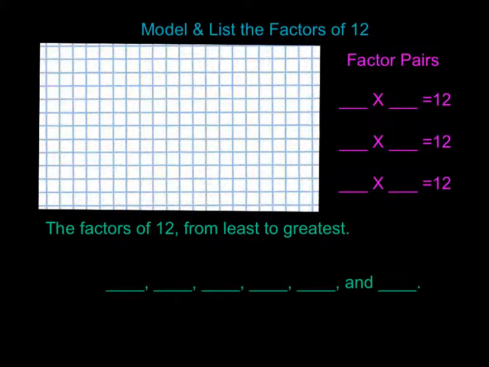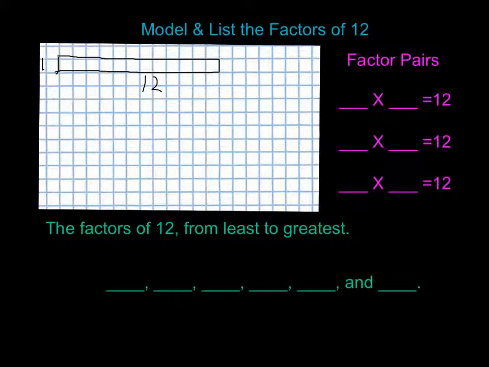On our next slide here, it says model and list the factors of 12. So we're going to model and list the factors of 12. Once again, we model the same way we were before. We always know that 1 times 12 is always a safe bet because 1 is always a factor. So we go 1, 1, 2, 3, 4, 5, 6, 7, 8, 9, 10, 11, 12. And so we have our 1 times 12 there, and so 1 and 12.